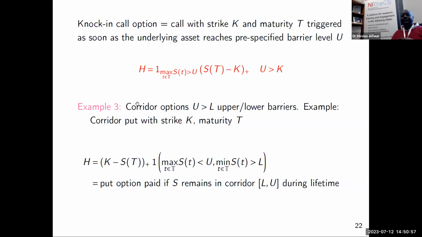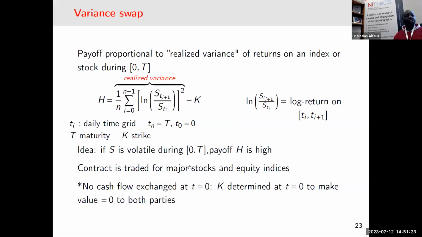We also have other options called corridor options. A corridor option just means that you have an upper bound and a lower bound, so as long as your underlying remains between this corridor, that is the payoff, which is given by this. So those are a few types of exotic options.